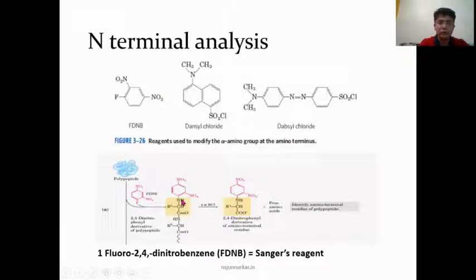FDNB binds to the amino group of the amino terminal amino acid, resulting in the 2,4-dinitrophenyl derivative of the amino terminal amino acid residue. Upon treatment with mild acid, the other amino acids in the peptide can be broken down. But this amino terminal amino acid residue will be present in the dinitrophenyl derivative form, and this can then be identified through electrophoresis or chromatography techniques.